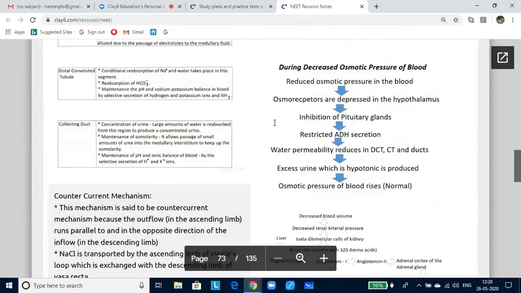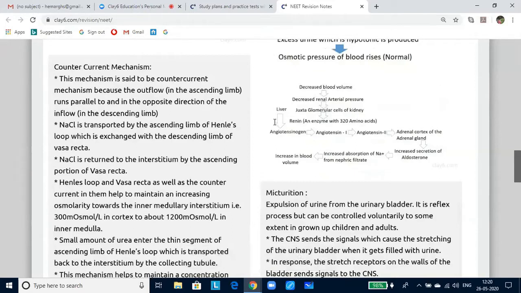Before that, let me talk about the countercurrent mechanism. The countercurrent mechanism is so called because the outflow runs parallel to and in the opposite direction of the inflow. That is, there is an ascending limb and a descending limb. The flow will be in the opposite direction, and that is why we have this countercurrent mechanism.